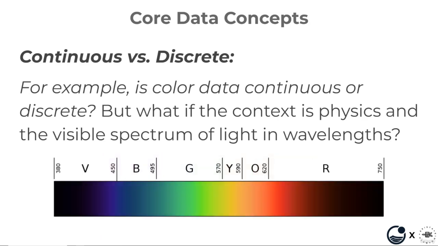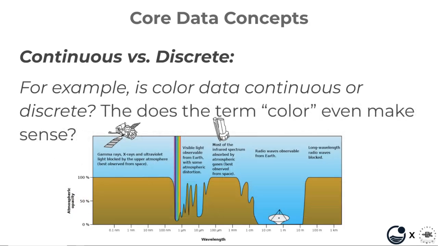So now we're really thinking more about wavelengths in nanometers. And in fact, as I mentioned, does the term color even make sense here? There's gamma rays, X-rays, radio waves, etc., which we can't see. So keep in mind that context is super important, and being careful with the vocabulary you choose when describing data is also going to be very important.